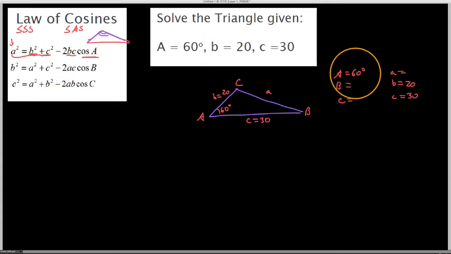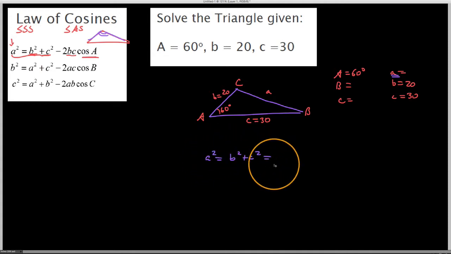So in this particular instance, what I want to do is solve for, say, a side length here. I want to solve for this lowercase a. So using my law of cosines formulas, I have a squared equals b squared plus c squared minus 2bc cosine, and it would have to be cosine A. So let's go ahead and plug in what we know.